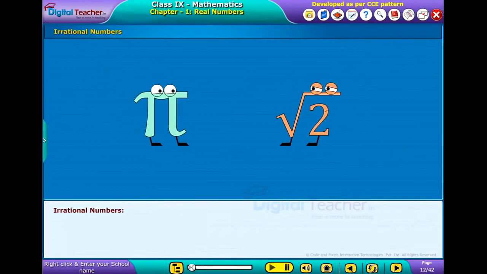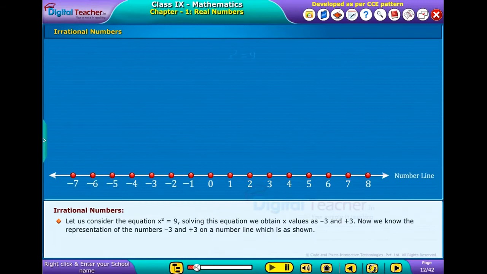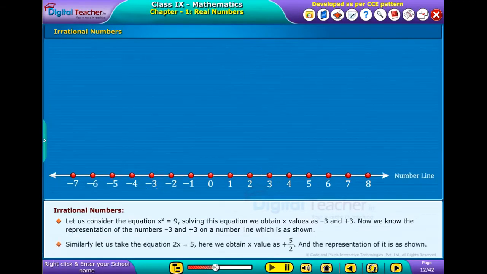Let us have a look at irrational numbers. Let us consider the equation x square equal to 9. Solving this equation, we obtain x values as -3 and +3. Now, we know the representation of the numbers -3 and +3 on a number line, which is as shown. Similarly, let us take the equation 2x equal to 5. Here we obtain the x value as 5 by 2, and the representation of it is as shown.